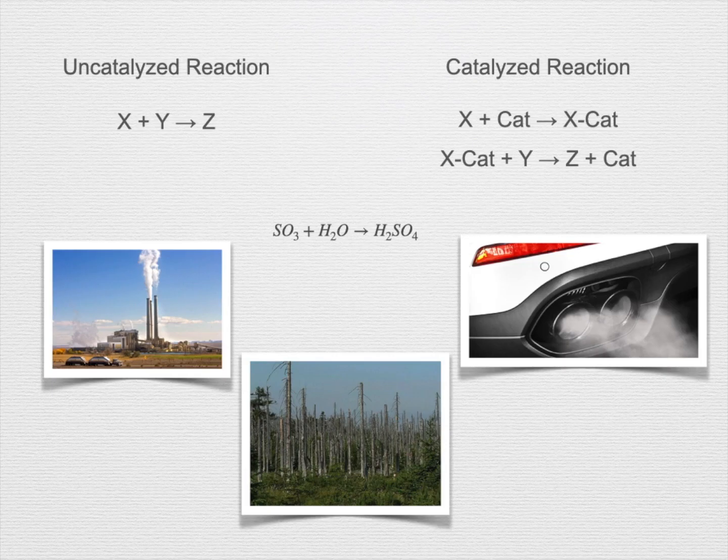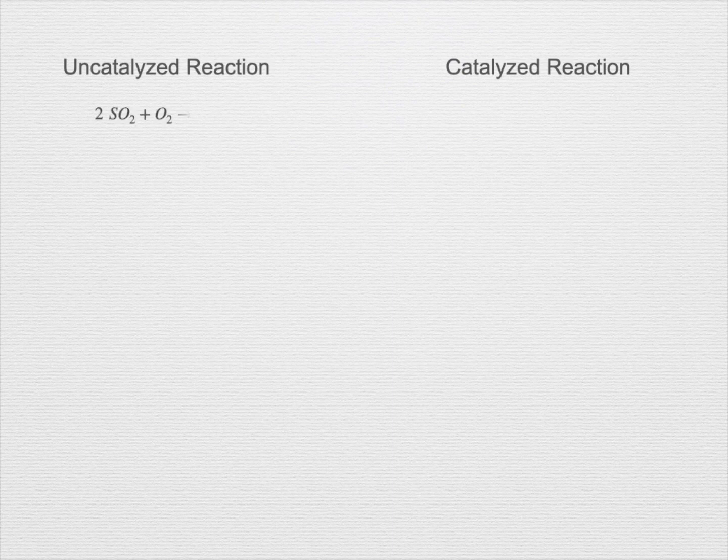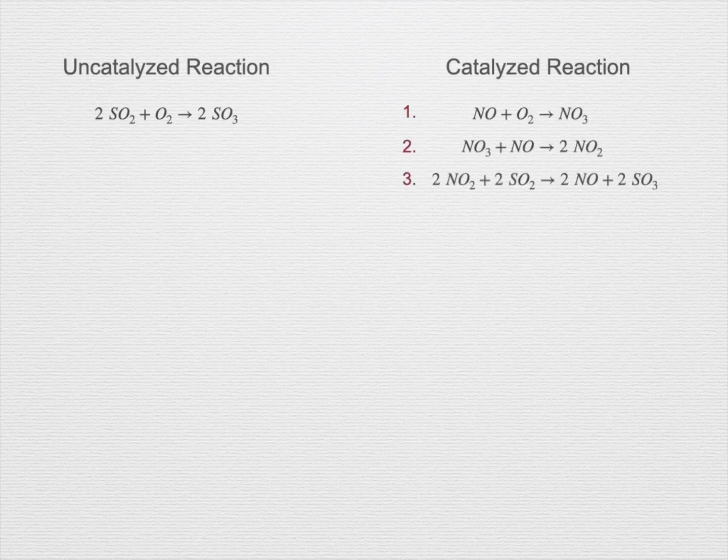Let's look at the reaction to form sulfur trioxide. Uncatalyzed, sulfur dioxide and oxygen can react to form sulfur trioxide. But when nitrogen oxides are present, the following mechanism can come into play. Nitric oxide reacts with oxygen to form nitrogen trioxide. The trioxide reacts further with another NO to form two molecules of nitrogen dioxide. The dioxides of nitrogen and sulfur can react with each other, forming the trioxide of sulfur and producing back the nitric oxide. I wrote this last step for two of everything so that it balances the other steps.